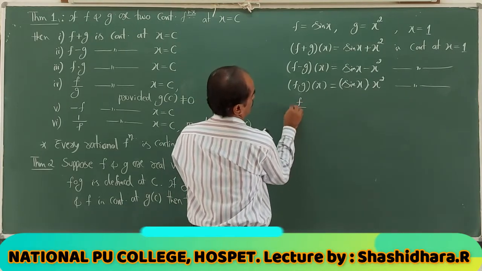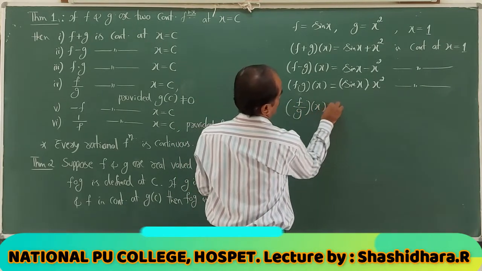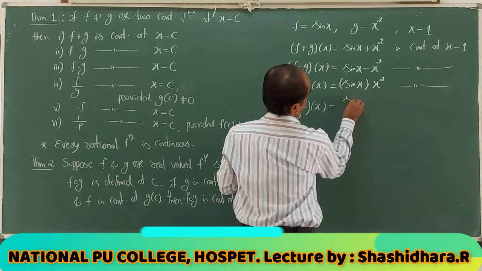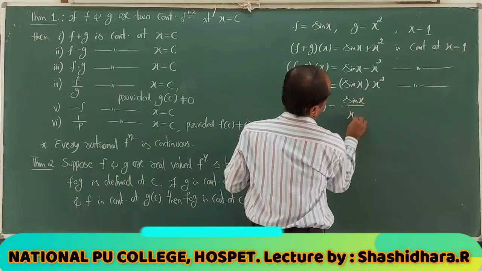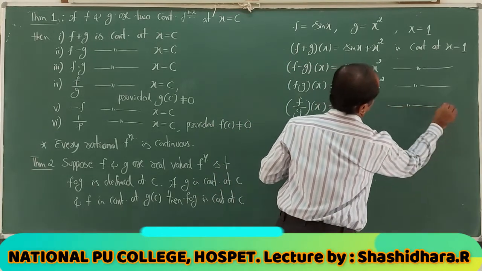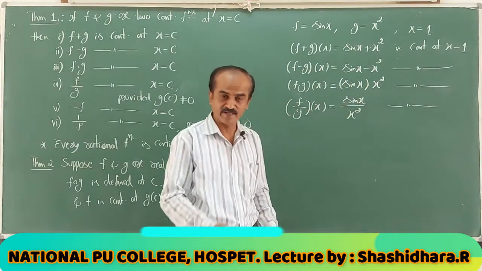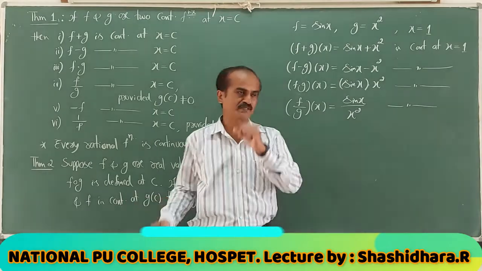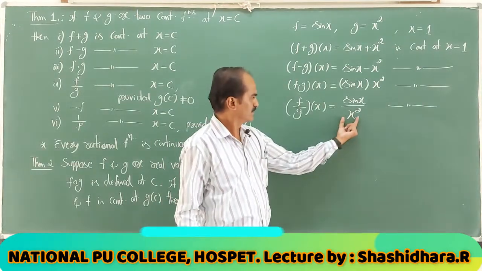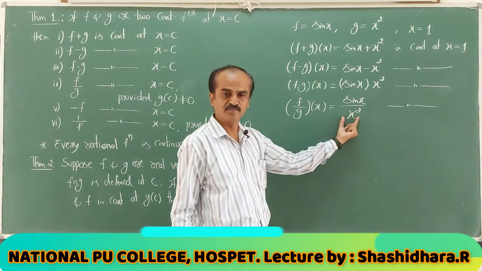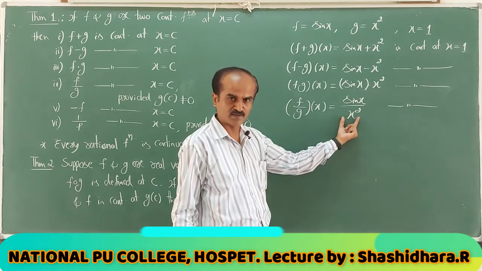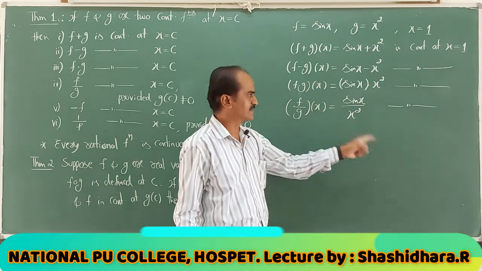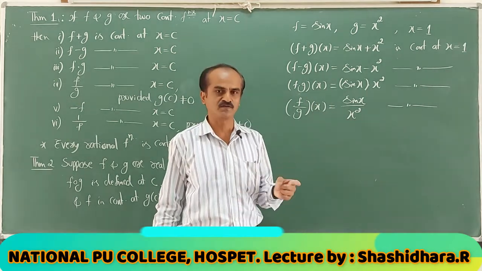F divided by g, that is the quotient of functions f of x by g of x, sin x divided by x square, is continuous at x equal to 1, provided the denominator function is different from 0 at that point. Will this second function g become 0 at x equal to 1? No, therefore it is a continuous function at x equal to 1.